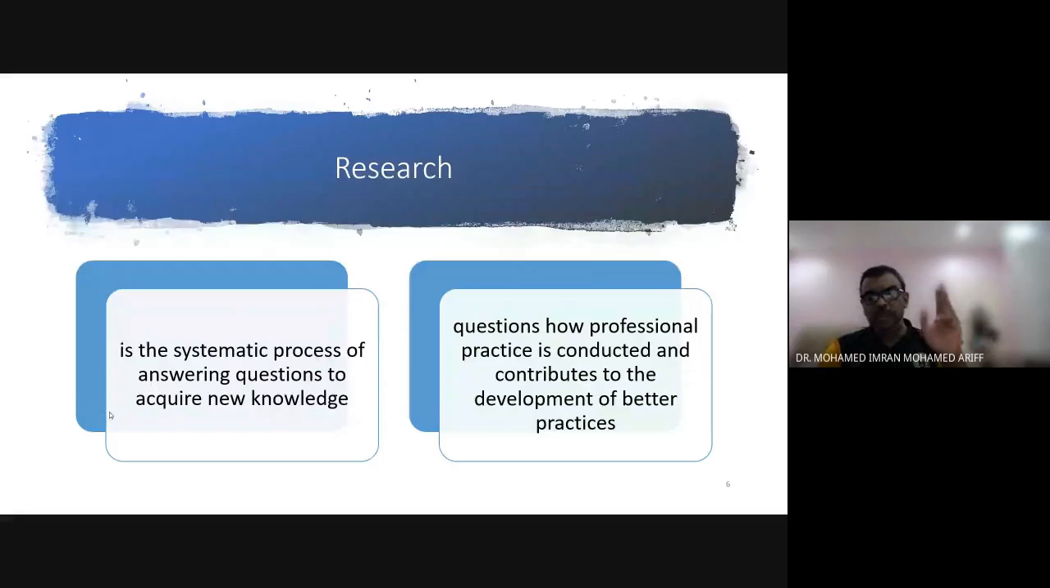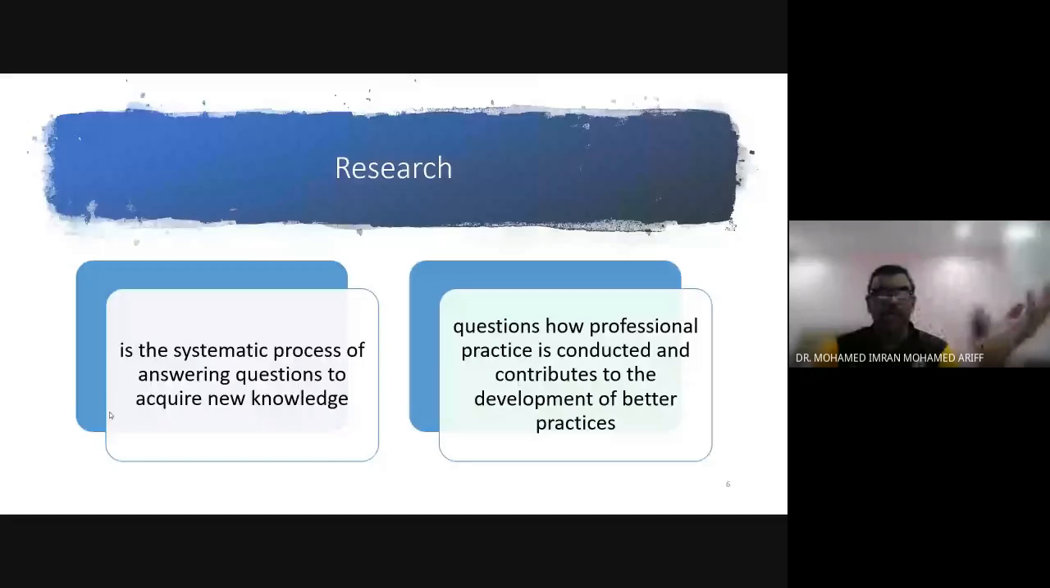Satu ialah contribution kepada teori dan contribution terhadap practice. Okay. What is your contribution setelah you buat research ni? What is your contribution to theory and what is your contribution to the practice?